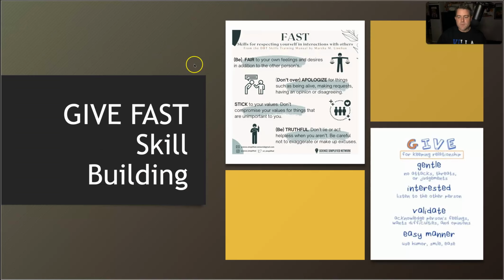Again, other skills, GIVE and FAST, right? Fair, don't over apologize, right? We don't have to apologize for being alive. We don't have to apologize for asking for things. We are allowed to ask for things. Stick to values, be truthful, right? And then also giving, be gentle, interested, validate, and have an easy manner about yourself. And that can help to build relationships, which a lot of times people want.